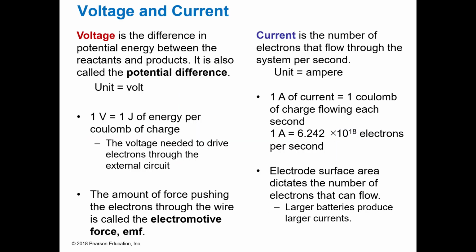All right, let's go back to some of the units that we're going to use in this class, especially doing the problems. So you have to know these units. So the first one is voltage. Voltage is potential energy. It's the potential energy between the reactants and the product. So just think of voltage as potential energy, and 1 volt equals 1 joule of energy per coulomb of charge.